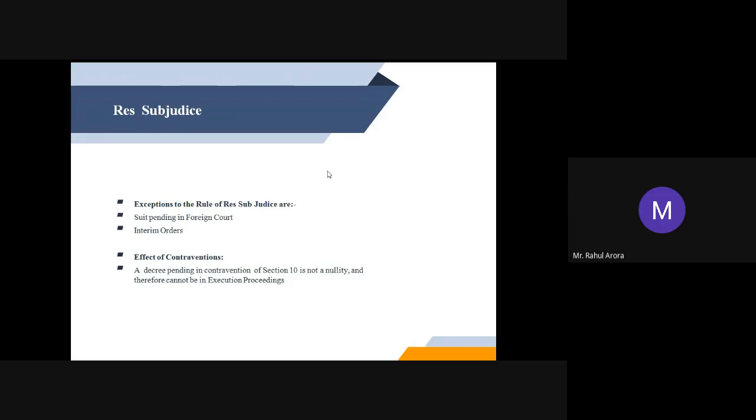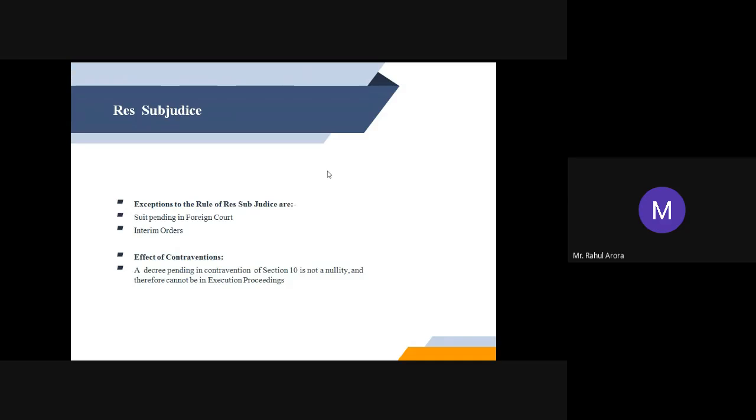Now, the next question which is also relevant herein is: what is the effect of contravention? The answer is that a decree which is passed in contravention of section 10 is not a nullity, that is, it is not void, and therefore it can be executed and it can be looked upon by the executing court also.